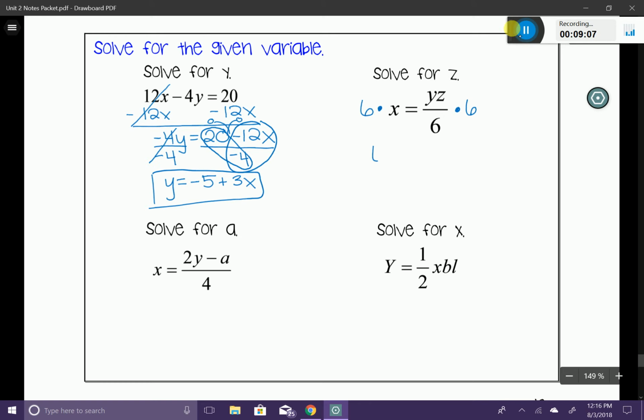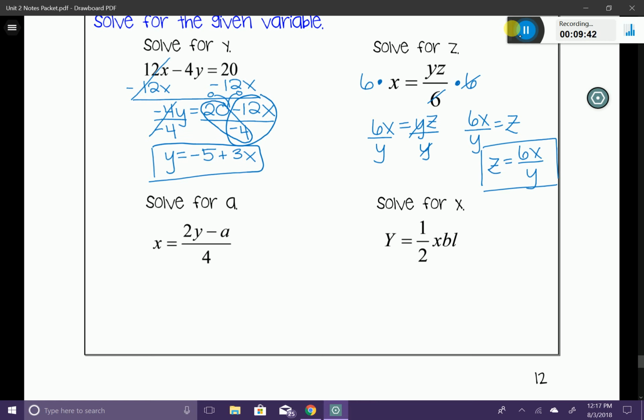That's going to leave me with 6x, and that's going to be equal to yz after my 6's are eliminated. Then I'm going to eliminate the y by dividing both sides, since they're originally being multiplied. My y's are going to cancel out. And I'll be left with 6x divided by y is equal to z. And like I love to do, I'm going to flip it around. And there we have it. We have solved for the variable that it asked for.